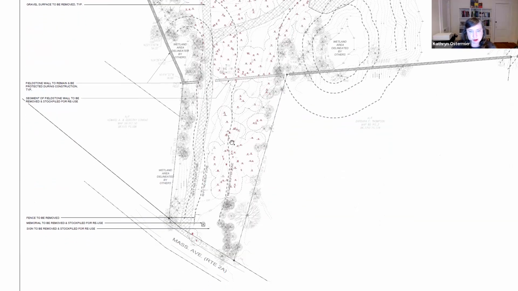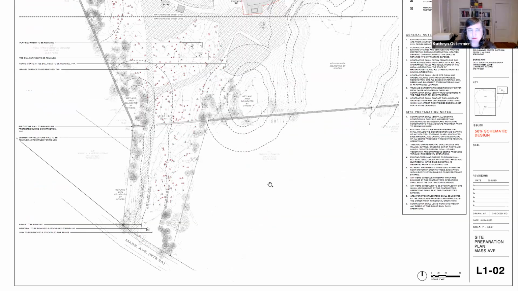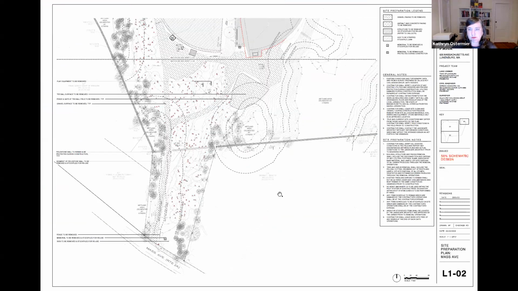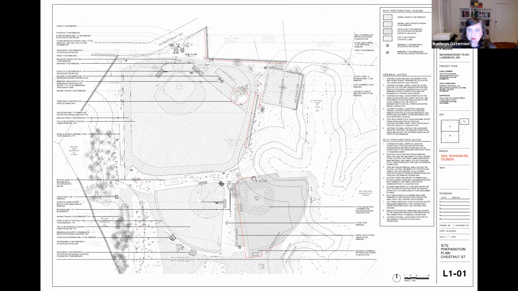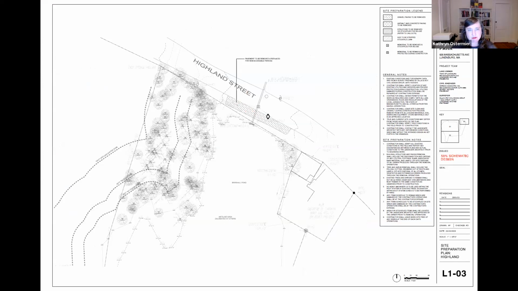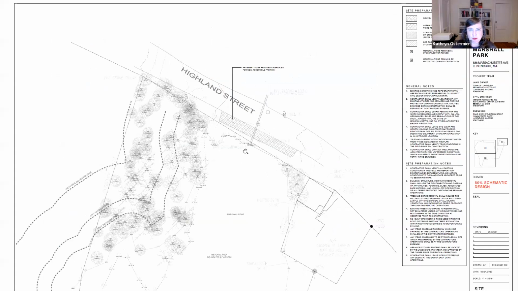And then moving down south, we've identified trees to be removed to accommodate our new parking, as well as the Marshall Park sign and memorial to be removed and stockpiled for reuse. So sort of an overall site preparation plan. Then we roll into the Highland Street portion, where we've called for paving to be removed and then replaced with new parallel parking spaces along the property line.